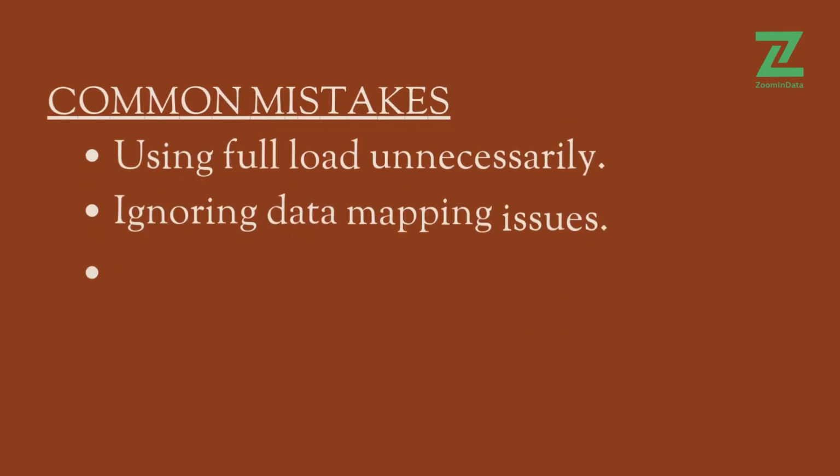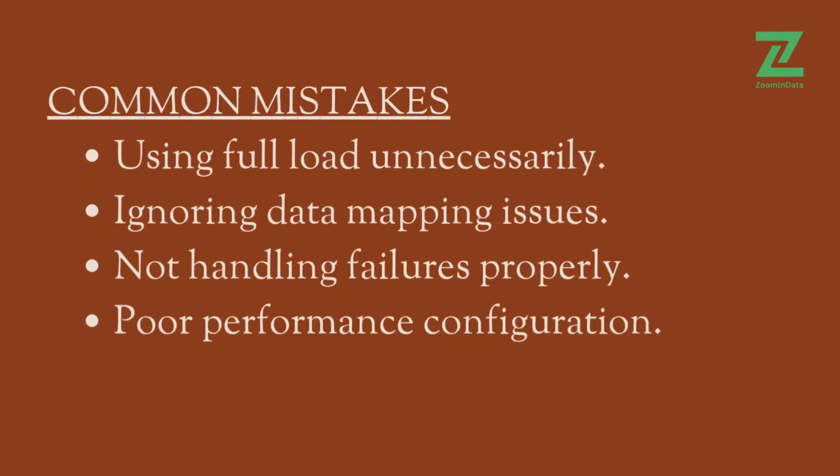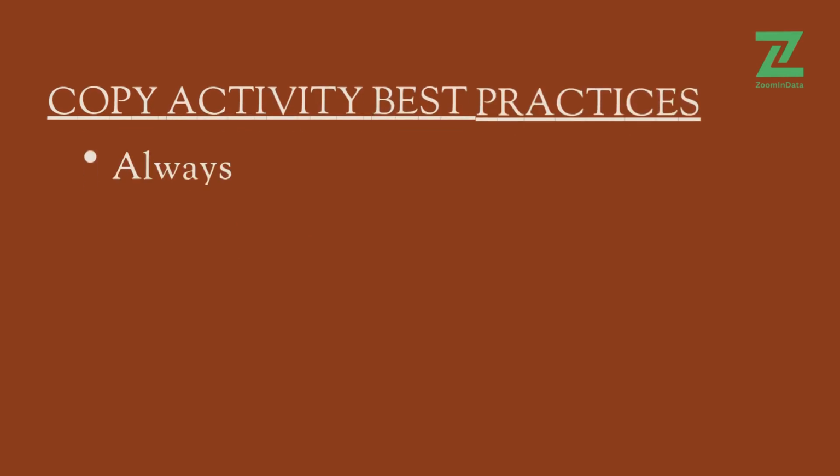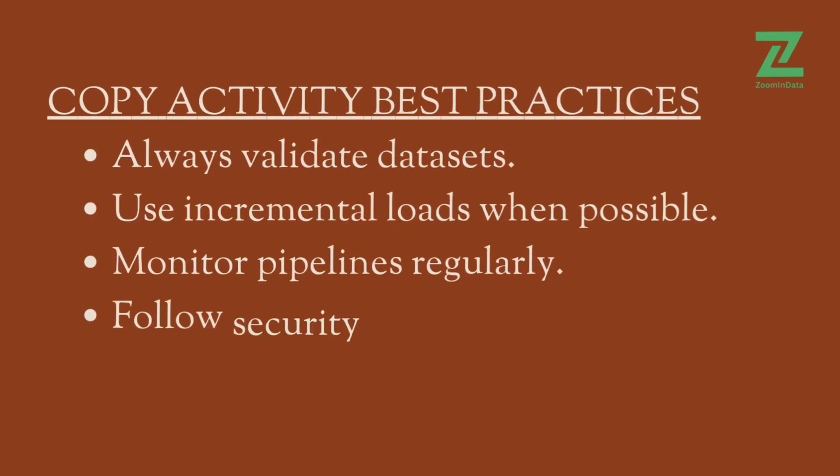Common mistakes include using full load unnecessarily, ignoring data mapping issues, not handling failures properly, and poor performance configuration. Avoiding these mistakes leads to more stable pipelines. Best practices for copy activity include validating datasets, using incremental loads whenever possible, monitoring pipelines regularly, and following security best practices.